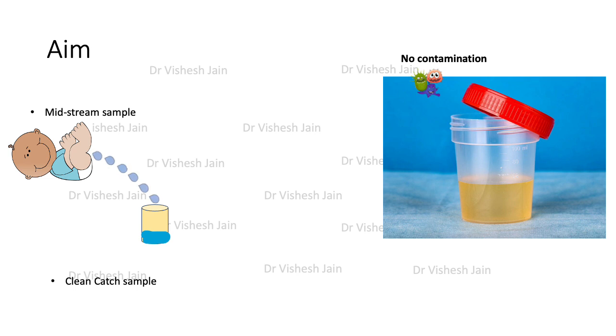The second important thing is to take a clean catch sample. That is, the sample directly enters the vial. It should not trickle along the body of the baby. It should not touch the hands. And while closing the vial, you also have to ensure that your hands or fingers do not touch the urine sample.